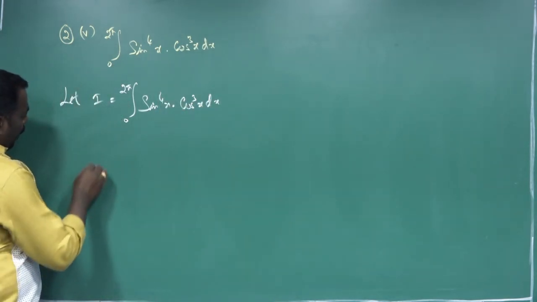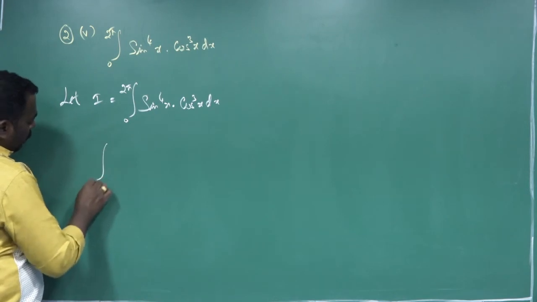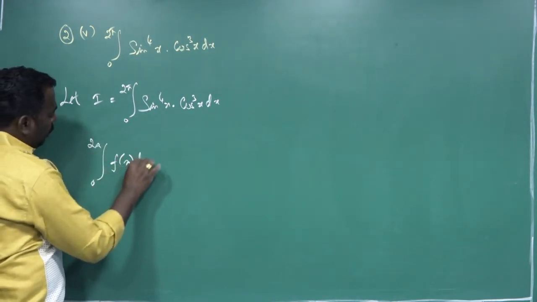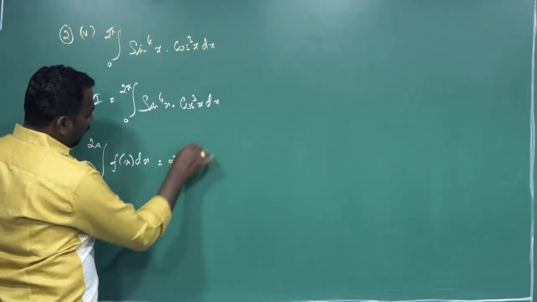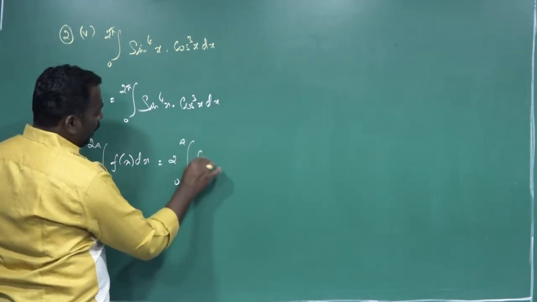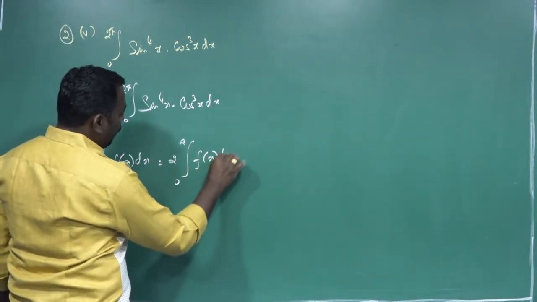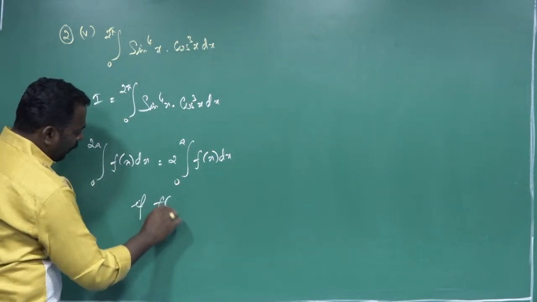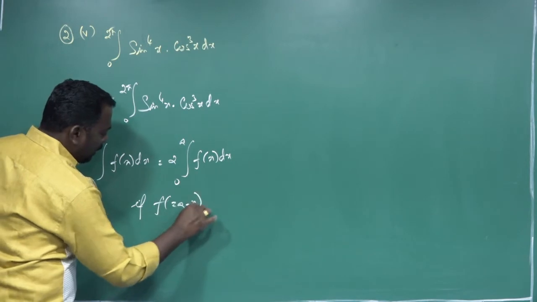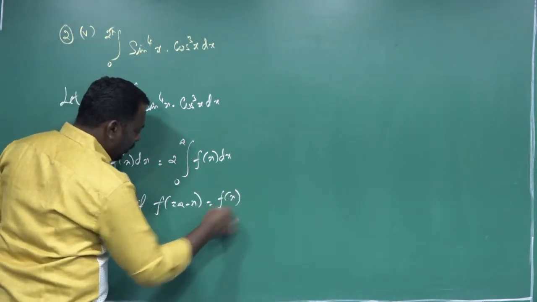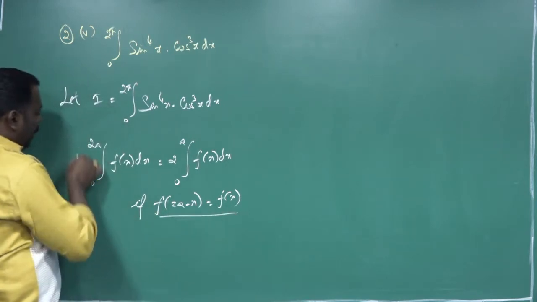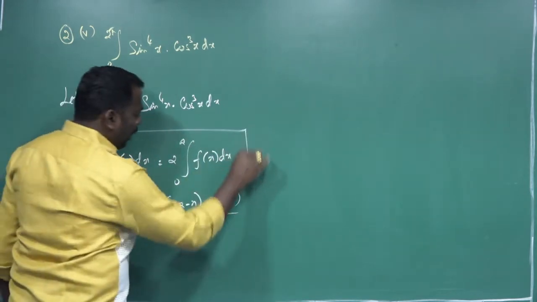Now here applying the integral formula, integral 0 to 2a f of x into dx is equal to 2 times integral 0 to a f of x into dx, only if this condition is satisfied: f of 2a minus x equals f of x. If this property is satisfied, then we can apply the integral formula.